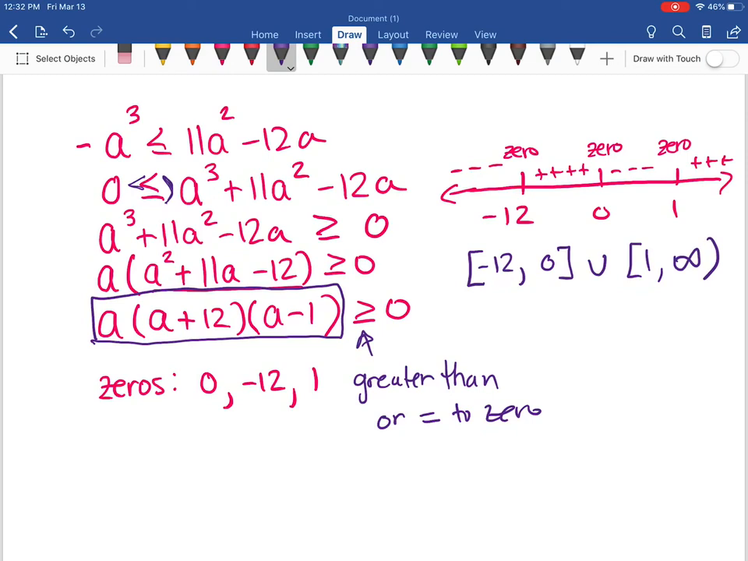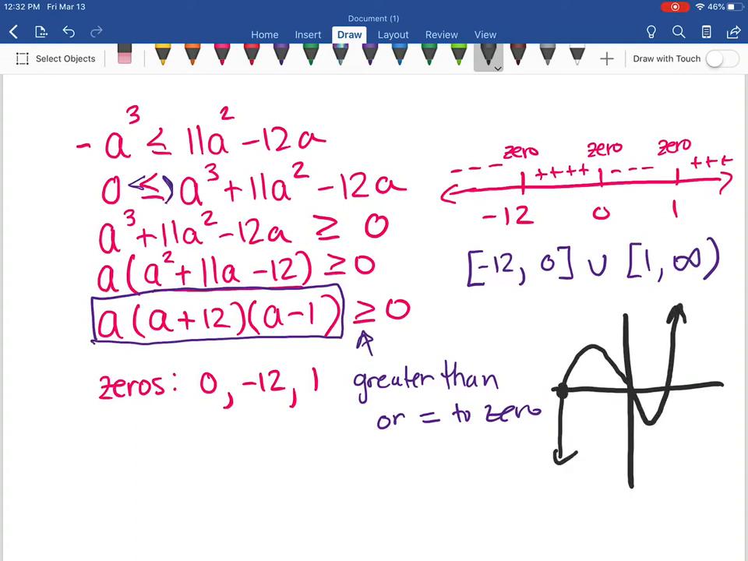And you can verify this by looking at the graph. If you look at the graph, I'm just making a sketch here. It's not accurate by any means. It's going to look something like this, where this is the point at negative 12. Here's my other 0 at 0, and here's my other 0 at 1. So anywhere it drops below the x-axis is going to be negative. So that's this right here and this right here. And then anywhere it lies above the x-axis will be positive. That would be right here and right here.